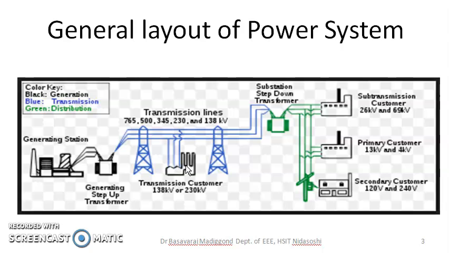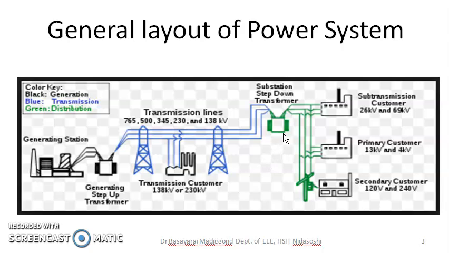In this receiving station, the voltage is stepped down from 220 kilovolts to maybe around 66 kilovolts. Okay. Then again it will be transmitted. Then we have substations where again the voltage will be stepped down.